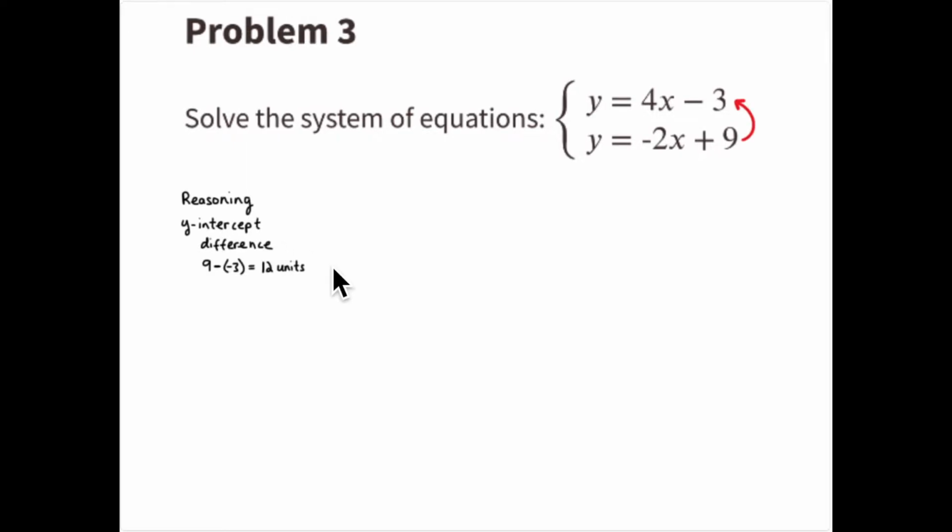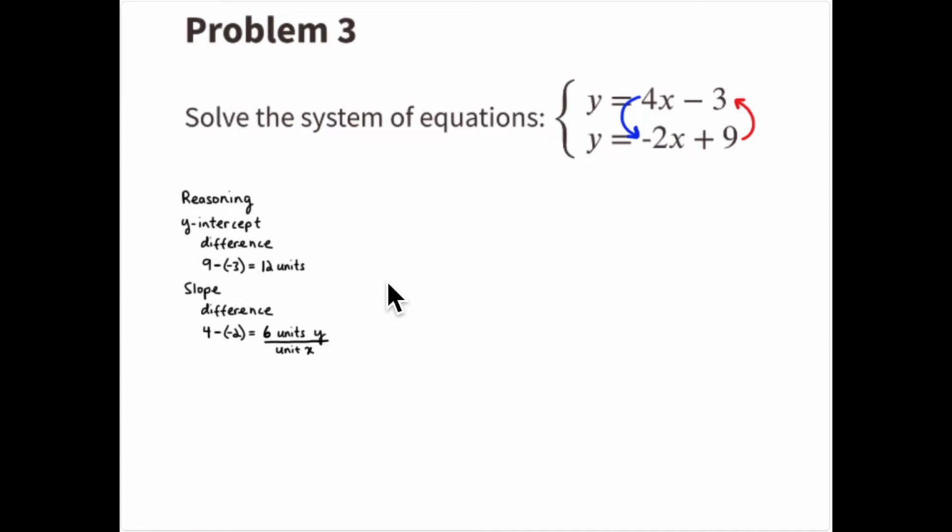And so remember, we can start off by calculating the difference in the y-intercepts. So 9 is the y-intercept for this equation, and -3 is the y-intercept for this equation. So that difference is 9 minus -3, which is equal to 12 units. So these graphs cross the y-axis 12 units apart.